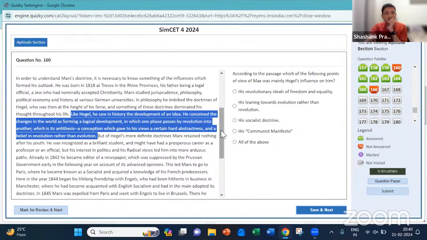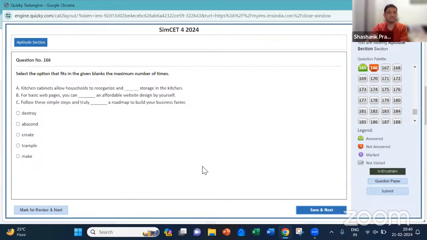Okay. Yeah, evolution rather than revolution. This is ulta, na? Revolution other than evolution. So 2 and 5 I think are out because 2 is not right, 5 is definitely not right. Socialist doctrine, ठीक है? Revolutionary ideas of freedom and equality. Some philosophy, I don't know. I don't know. I'll go for this. Not sure. Communist Manifesto comes much later. Na? ठीक है चलो. Done.